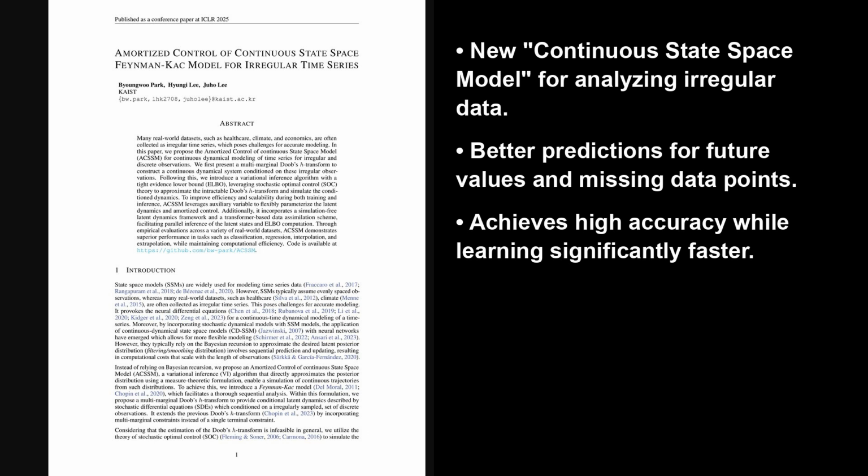We're looking at an interesting ICLR conference paper titled Amortized Control of Continuous State Space Feynman-Kac Model for Irregular Time Series, published a little over 3 months ago. This paper introduces a new method, the Amortized Control of Continuous State Space Model, or ACSSM, for modeling irregular time series data, where data points aren't evenly spaced.